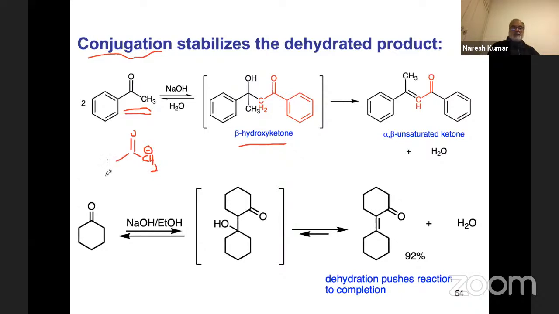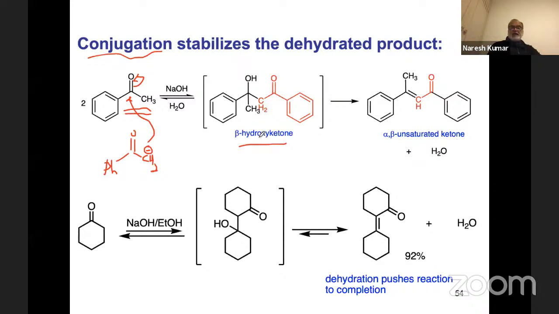We can call that just a phenyl ring. Ph stands for phenyl ring. And then this CH2 minus can attack that carbonyl to give you the corresponding intermediate hydroxyketone. And then the dehydration of this hydroxyketone gives you the alpha beta unsaturated carbonyl, or ketone compound in this case.